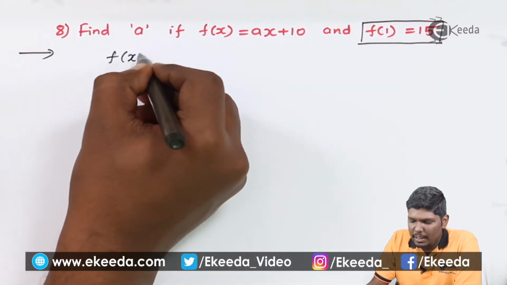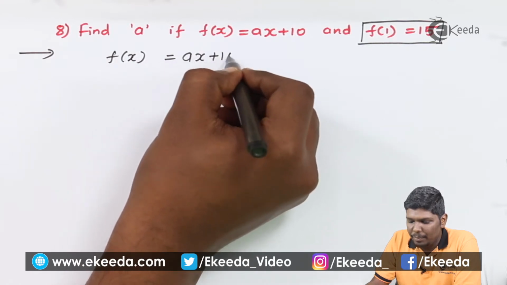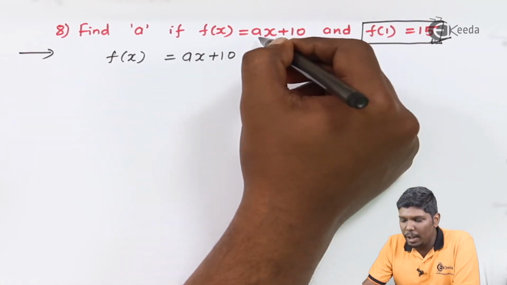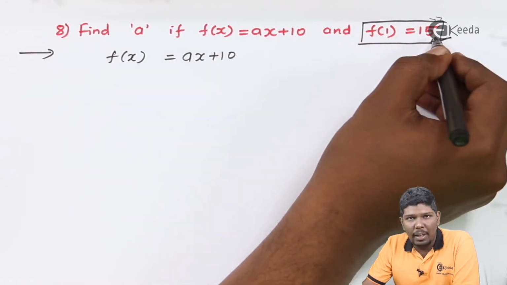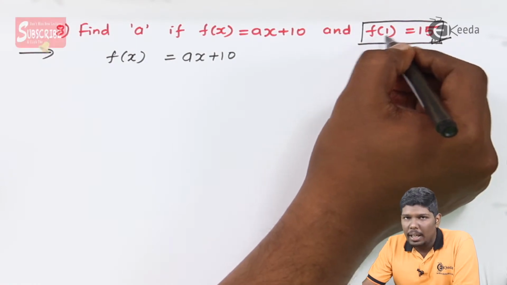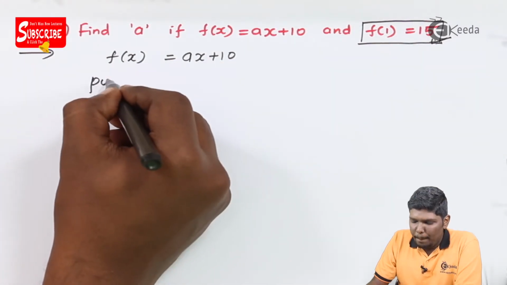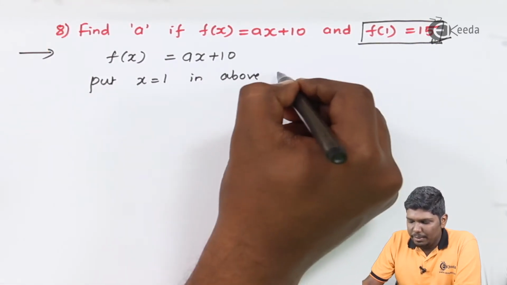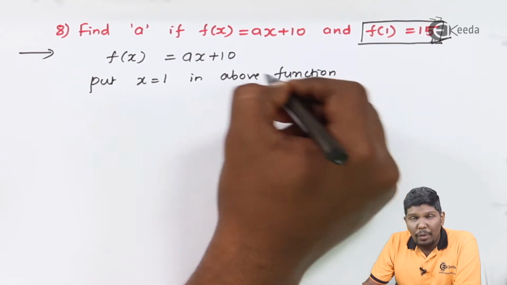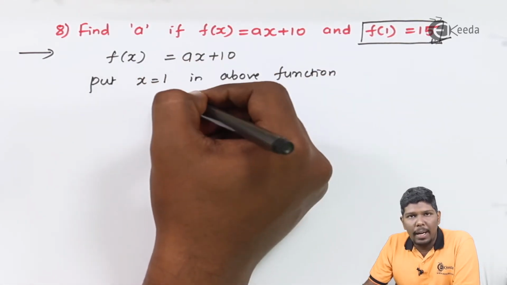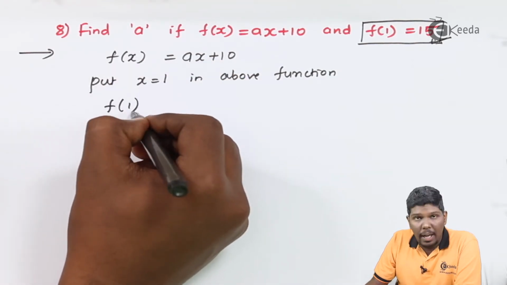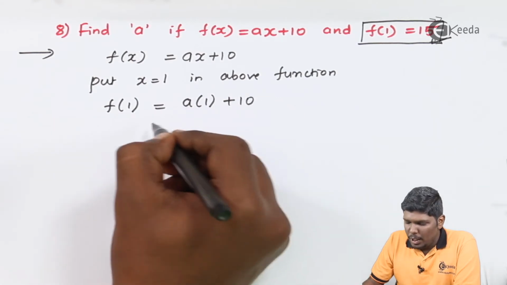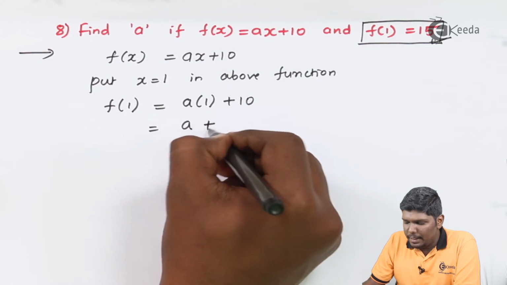Now, f of x is equal to ax plus 10. So, simply we are going to use this equation and solve this problem so that we'll get the value of a. So f of 1 is equal to 15. That means we'll put x is equal to 1 in the above equation. So we'll write put x is equal to 1 in above function. So wherever there is x, that value will be replaced by 1. So the function becomes f of 1 is equal to a into 1 plus 10. So a into 1 is a only plus 10.